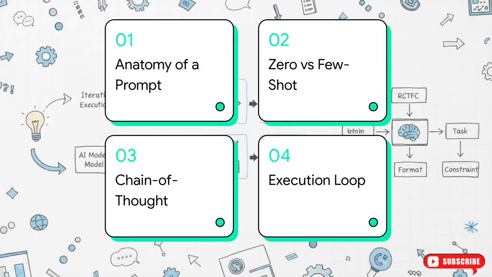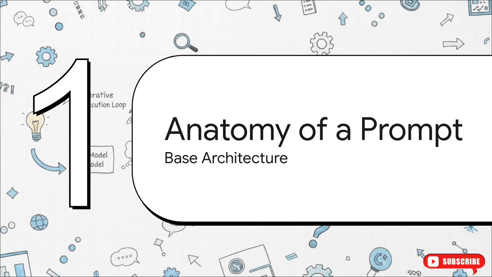So here's our blueprint for today. We've got 4 main items on the agenda. First, the anatomy of a prompt. Second, zero-shot versus few-shot. Third, chain-of-thought reasoning. And finally, the iterative execution loop. Let's kick things off with Section 1, the anatomy of a prompt, building the base architecture.